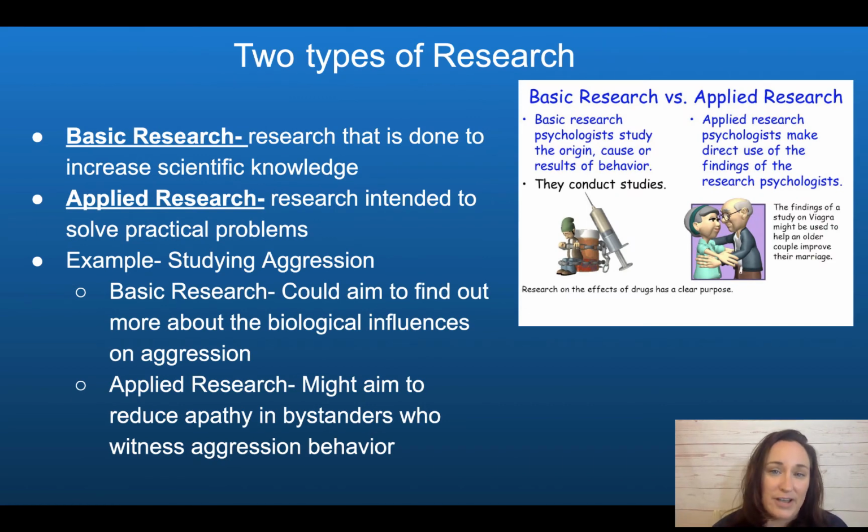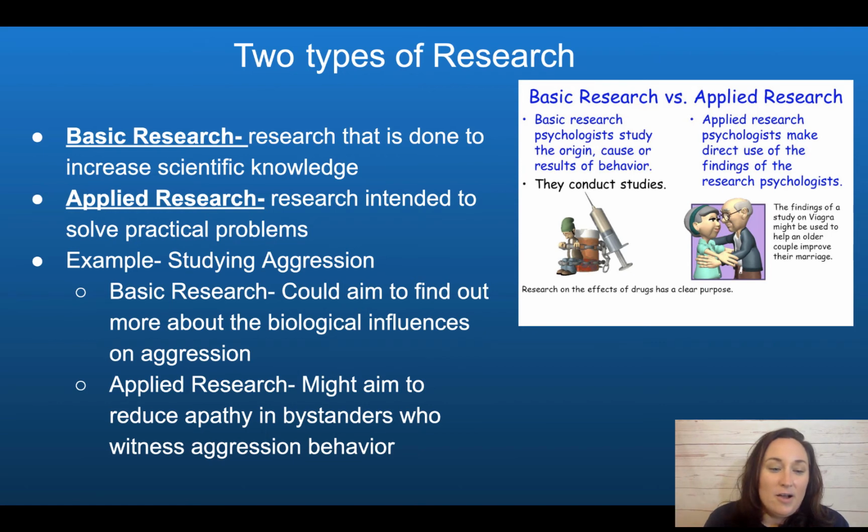So there are two types of research. The first is basic. This is where psychologists would be conducting research. This is where they are exploring, making hypotheses, and learning new information. Applied research is where we take that basic research knowledge and we use it to help. Could be to help an individual, could be to help society in general.